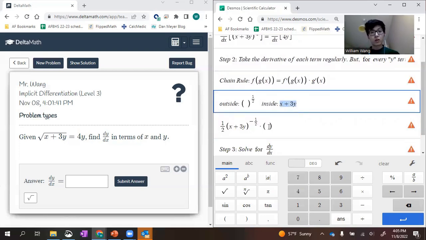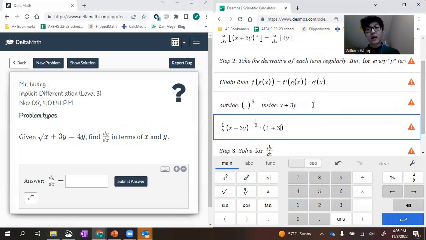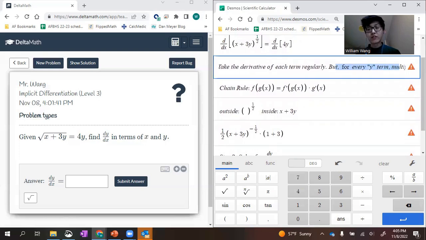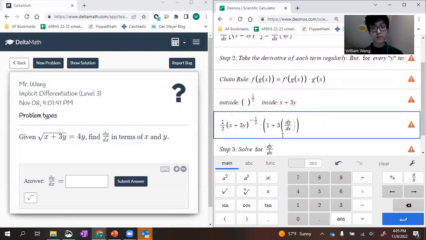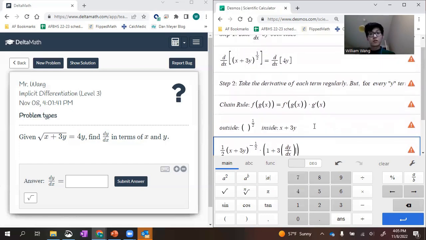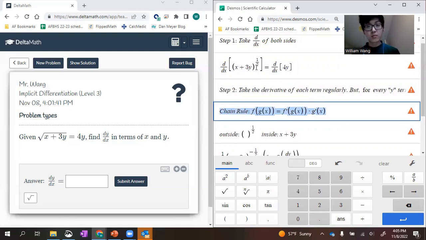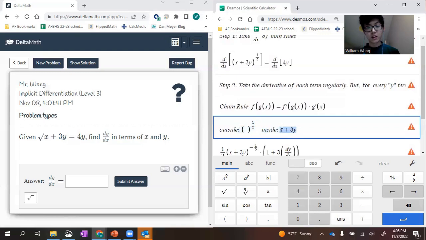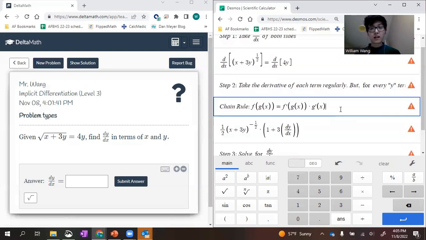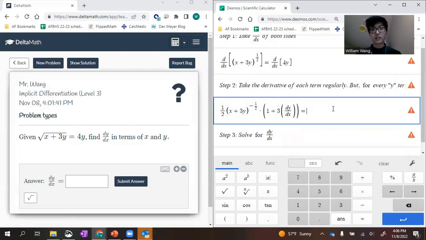Well, derivative of x is 1. Derivative of 3y is 3. However, I did finally take the derivative of a y term, so I need to multiply by dy over dx. So 1 plus 3 times dy over dx. Okay, so that is the derivative of this whole term. I followed my chain rule because there's an outside function and an inside function. Okay, hopefully that wasn't terrible to keep up with. Let's continue.